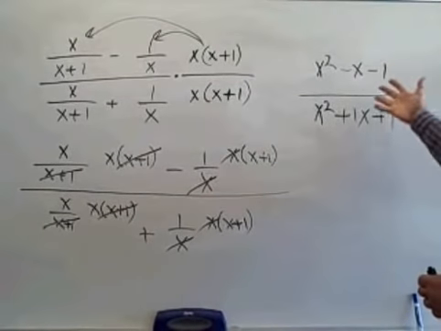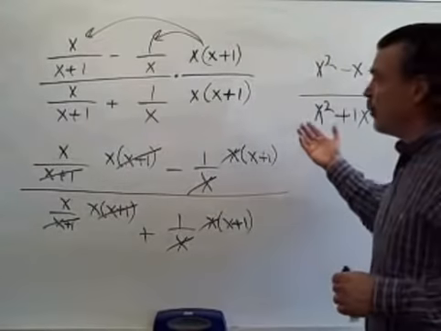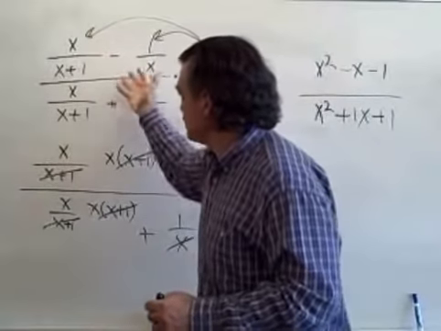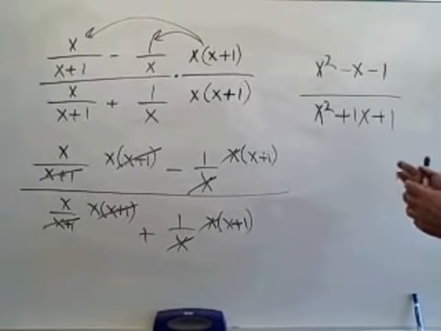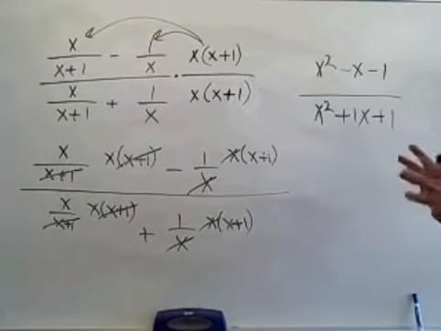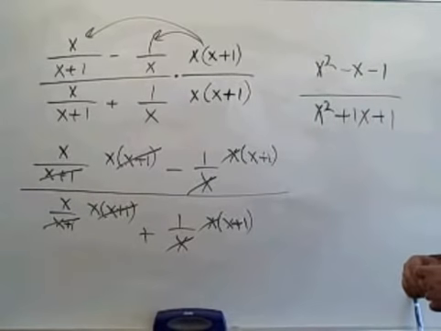And even though it still contains a trinomial in both the numerator and the denominator, we no longer have fractions within a fraction. We've been able to eliminate those interior fractions to the overall fraction. We've been able to eliminate the complex fraction.